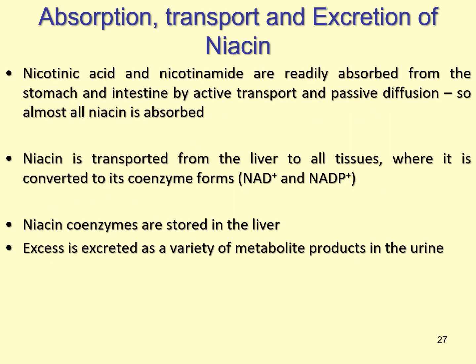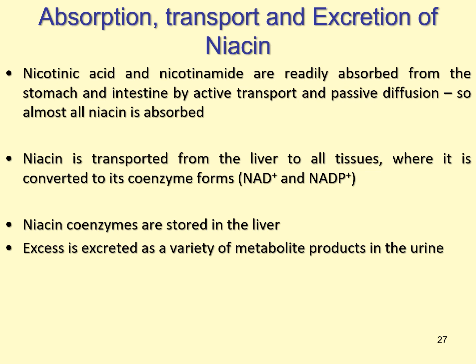So the absorption, excretion, and transportation of this vitamin also take place in our body. For example, nicotinic acid and nicotinamide, the two common forms of niacin, are readily absorbed from the stomach and the intestine by active transport and passive diffusion. So almost all niacin is absorbed actually.